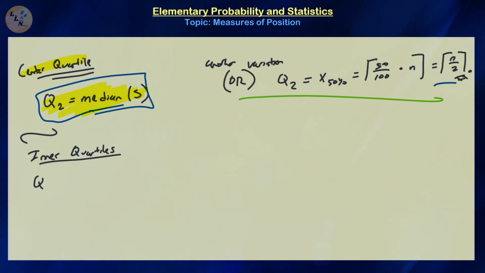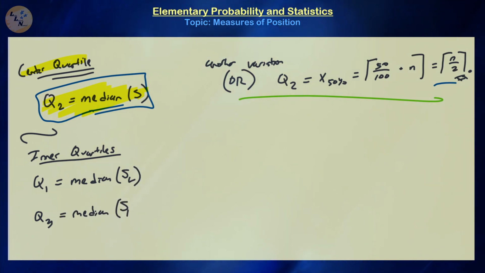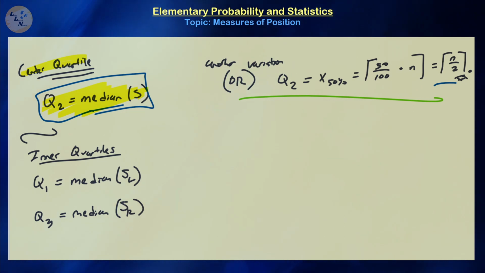I'm just going to define these. Q1 and Q3: this is going to be the median of SL, and this is going to be the median of SR. And you might be thinking, well, what's SL and SR? We haven't defined those particular sets. Well, I'll introduce them in just a moment.